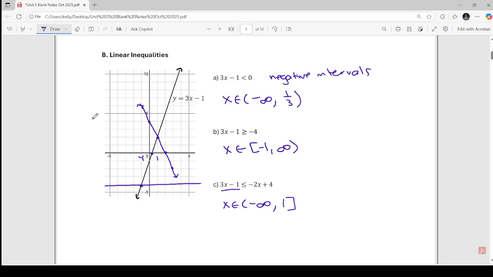Okay, so what you're looking for is the point of intersection, and is the inequality true before this point of intersection or after the point of intersection. So before the point of intersection, and this is true after the point of intersection.